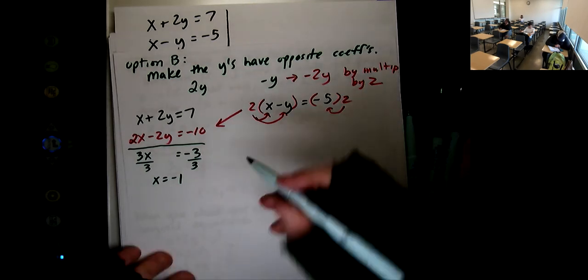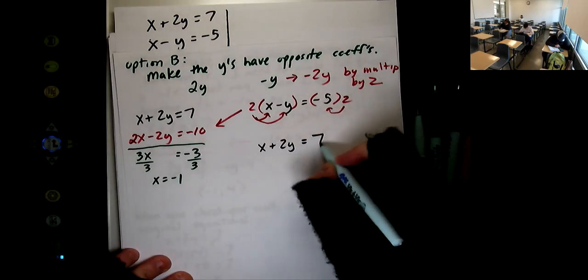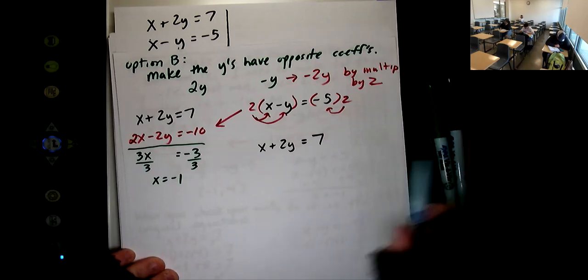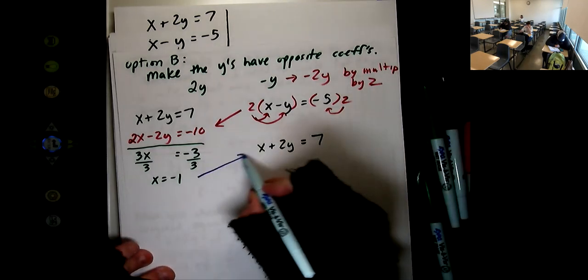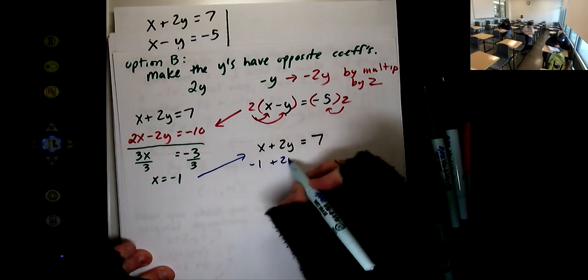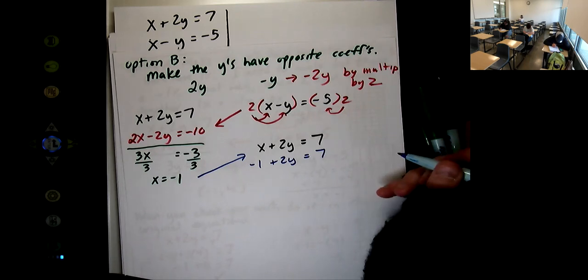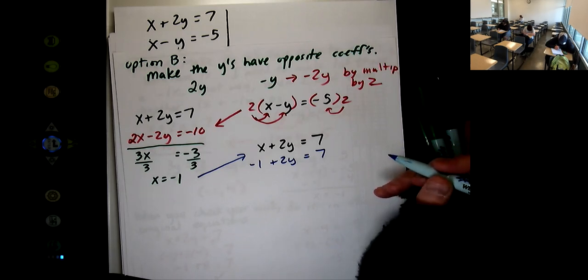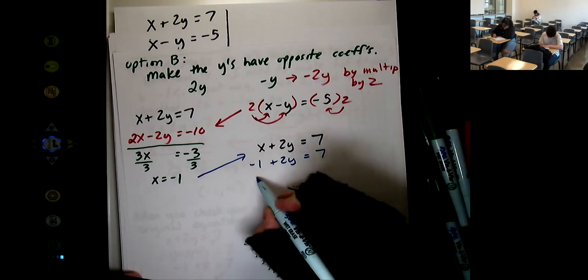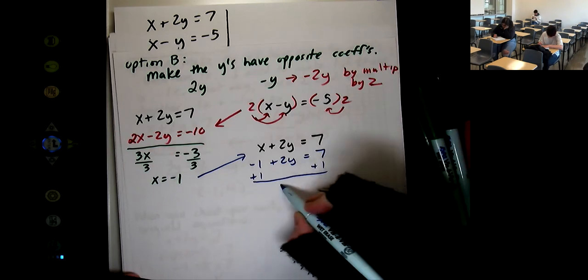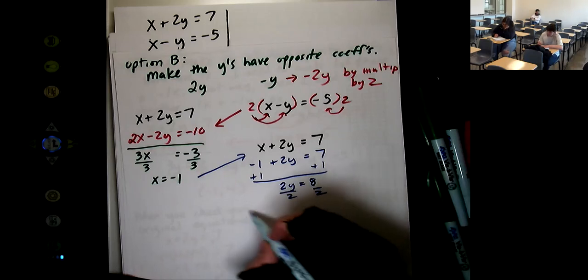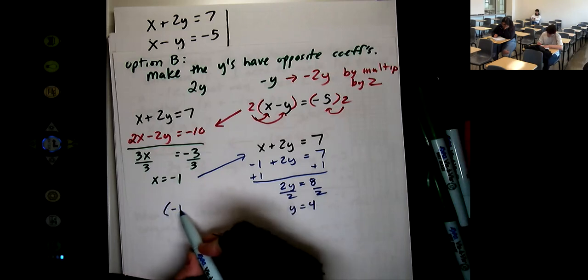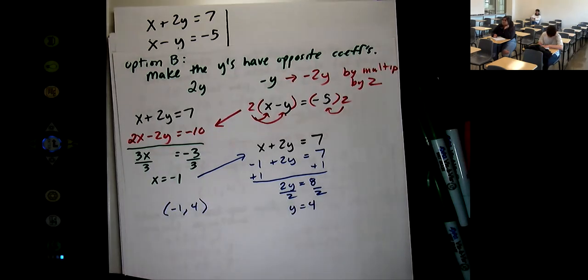I'm gonna take that and plug that back into one of the original equations. I'm gonna plug it into the x plus 2y equals 7. If I add 1 to both sides, I get 2y equals 8. If I divide by 2, I get y equals 4. And I put them together and I get -1, 4.